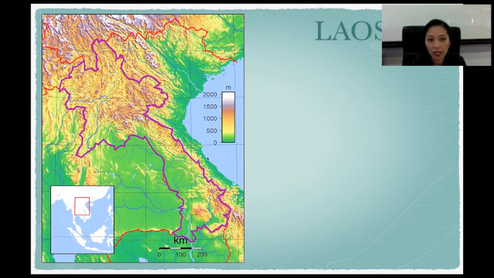Okay, now have a look at Laos. Have a look at the Laos map. Look at this country. It's the only landlocked country in Southeast Asia, which means there's no way out to sea or ocean, right? So look at this. What do you see here? And one of you can tell us.